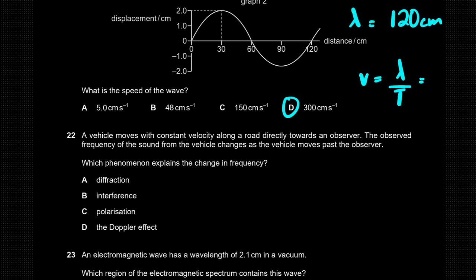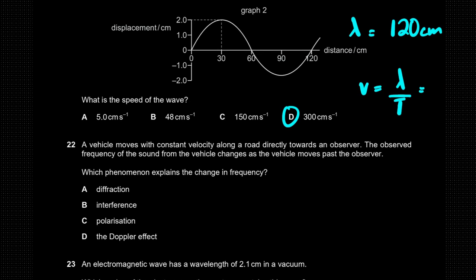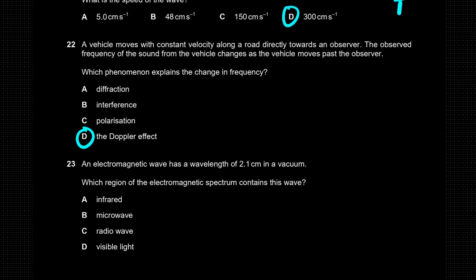Question number 22. A vehicle moves with constant velocity along a road directly towards an observer. The observed frequency changes as the vehicle moves past. You know the name of this phenomenon is the Doppler effect: the change in observed frequency because of relative motion between a source and an observer.